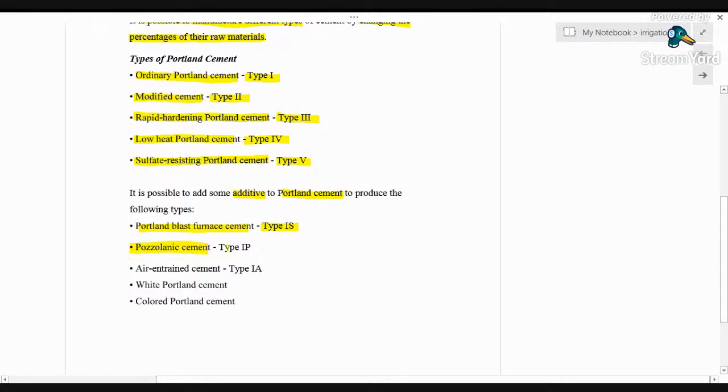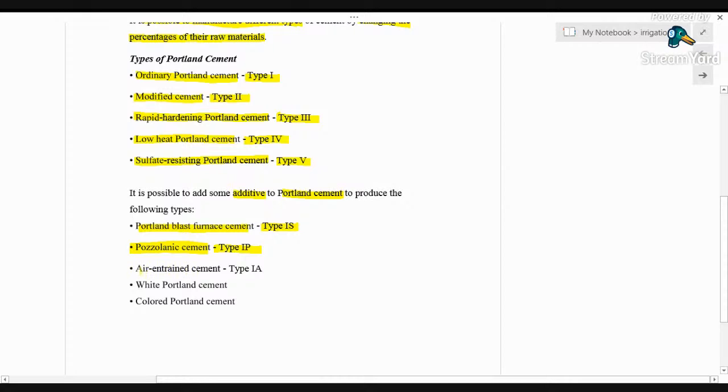Generally we are using fly ash as pozzolana. If you use the fly ash alone, it has no cementing property. But if you use the fly ash along with the cement, then the fly ash has the cementing property. So it is coming under the type IP.